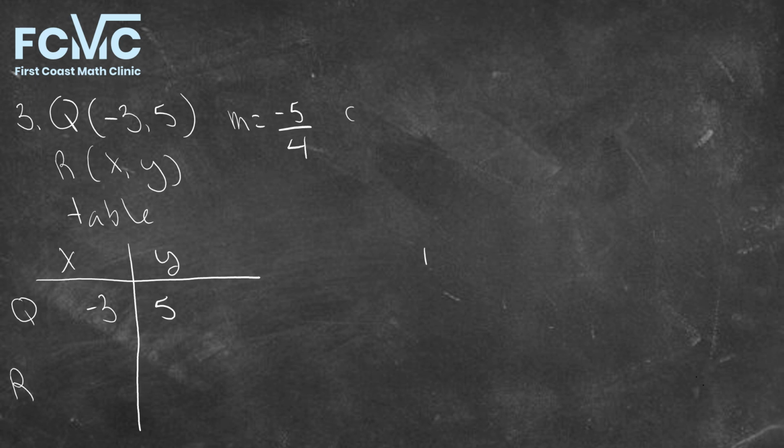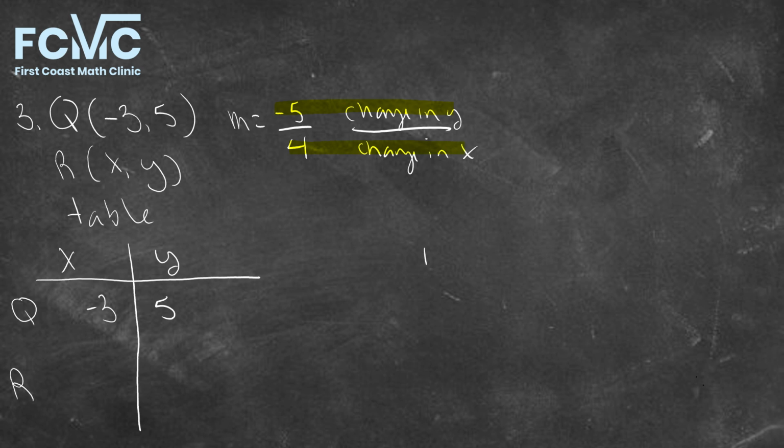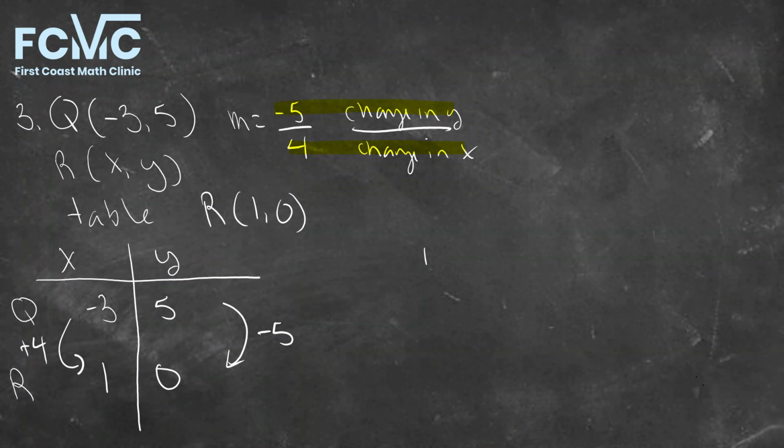Well, this is our, again, change in Y over change in X. So our change in Y is negative 5. Change in X is positive 4. So Y is going to decrease by 5. X is going to increase by 4. So our X value should be 1. Y value should be 0. So our point R should be 1, 0. So we've used a table here.